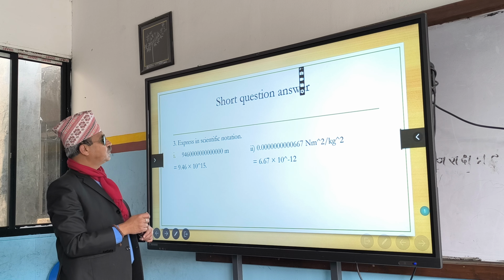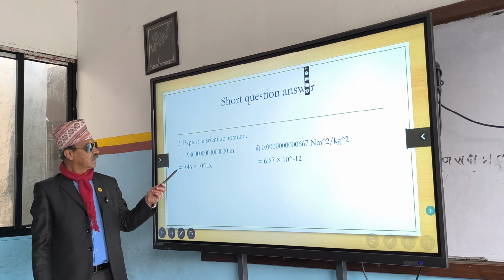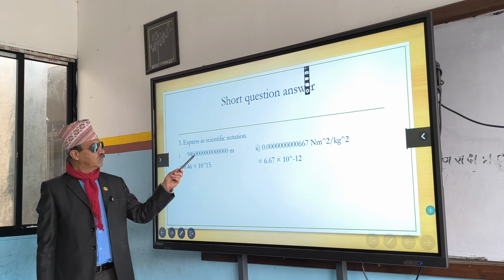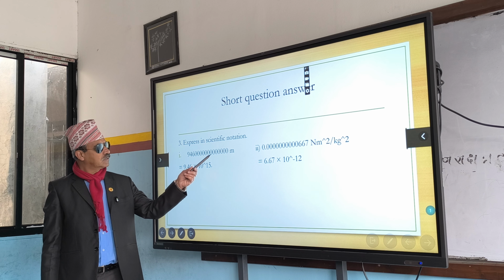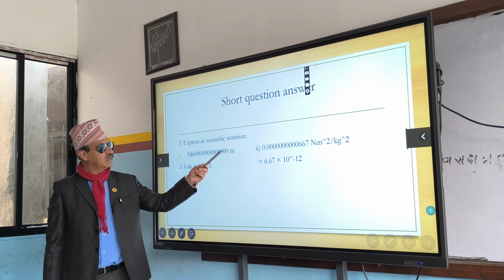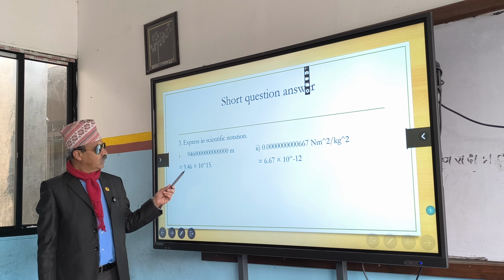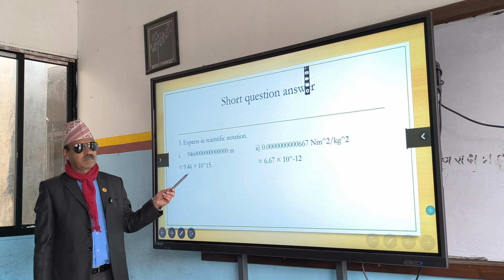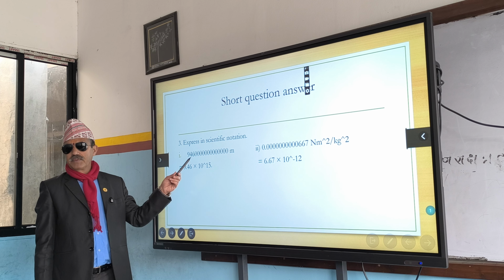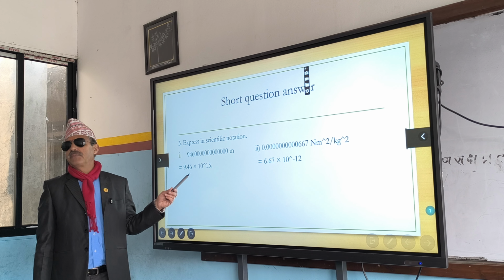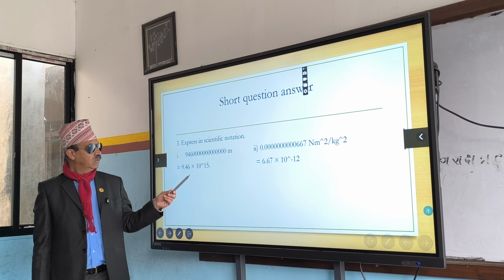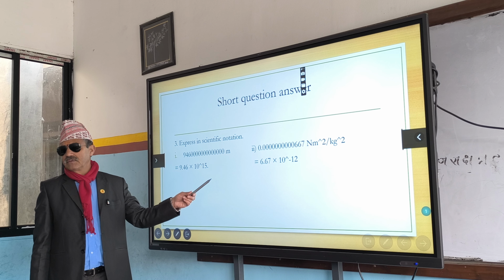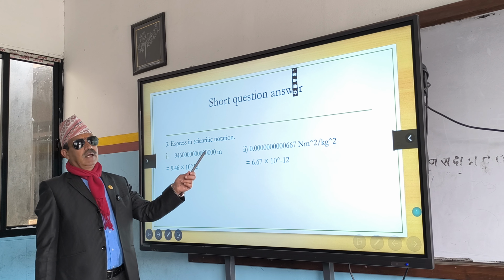Short questions: express in scientific notation. 9, 4, 6, 1, 2, 3, 4, 5, 6, 7, 8, 9, 10, 11, 12, 13 meter means. Now, what is the scientific notation? 9.46 multiplied by, you have to count from 4. There are 15 places. So, 10 to the power 15. Okay. This is a smaller number.